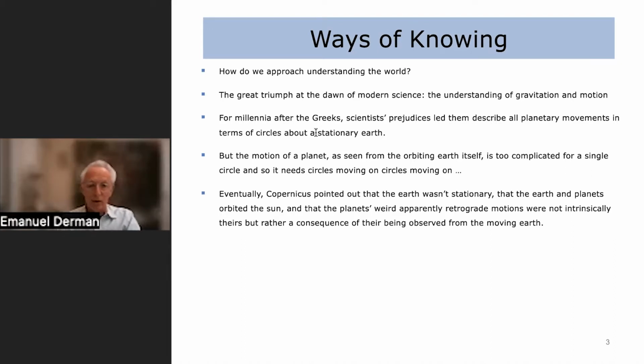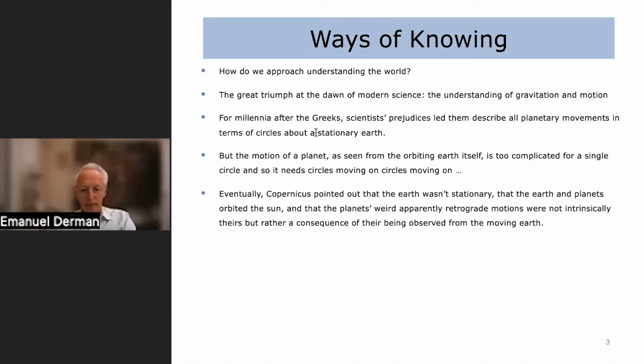Although, if you go out at night and look up at the sky, the stars really do rotate about the Earth, because the Earth is rotating. But the planets, as seen from the orbiting Earth itself, we now know that the Earth orbits about the sun, planetary motion is too complicated for a single circle. And so it needs circles moving on circles, moving on circles. The word planet actually comes from the Latin word planeo, which means to wander, because the planets don't move smoothly through the sky. They go forwards and sometimes they go backwards in what's called a retrograde motion.